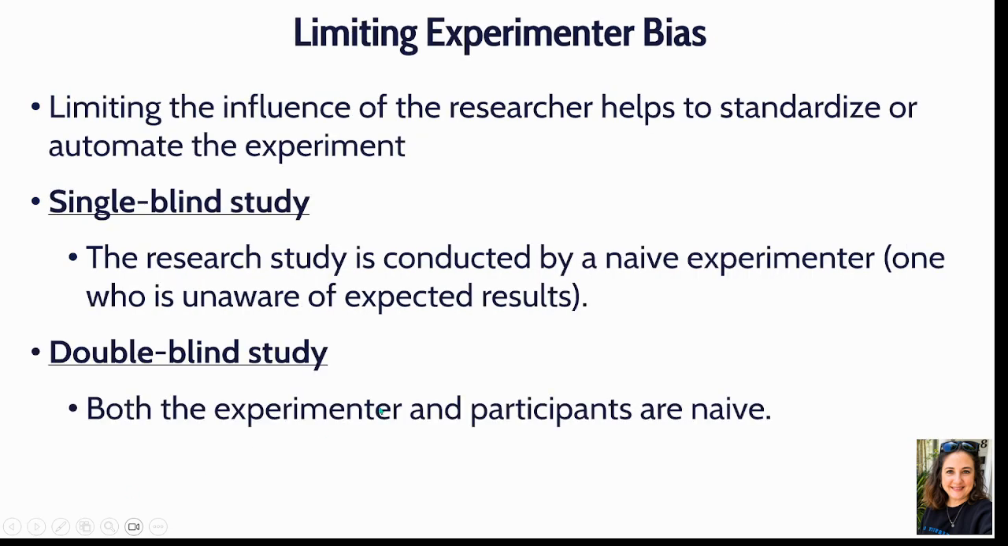So how do we limit experimenter bias? We can do that by doing our study in a certain way that helps to standardize or automate our procedures. Single blind studies is when we have a study conducted by what's called a naive experimenter. So that means one person is unaware of the expected results. And a double blind study is when both the experimenter and the participants are naive.